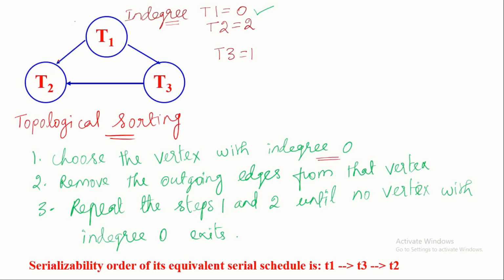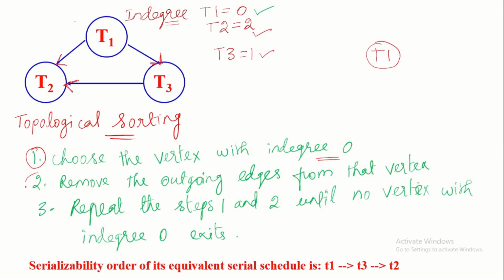Coming to T2, how many edges are pointing towards T2? There are two edges pointing towards T2. So its in-degree is 2. And if you take T3, how many edges are pointing towards T3? Only one edge. So its in-degree is 1. Now, according to the first step of topological sorting, we need to choose the vertex with in-degree 0.